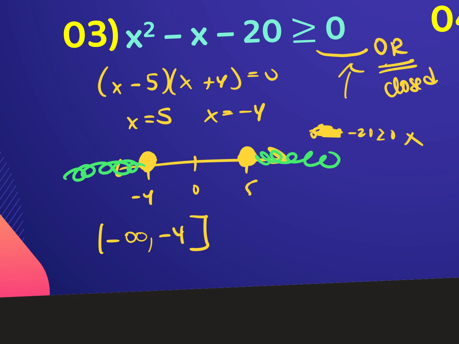Why is it a bracket? Because it's a specific stopping point and it's included. What goes in the middle here? A big U, because that says "and." It's bringing these two together. Where does it start again? At 5 and goes to infinity.